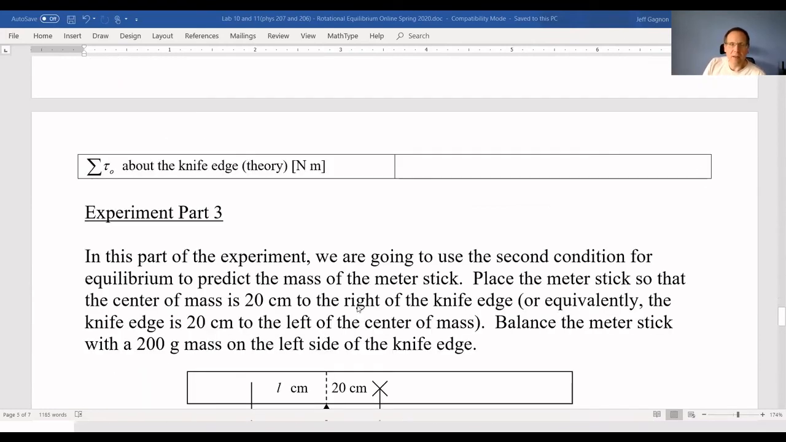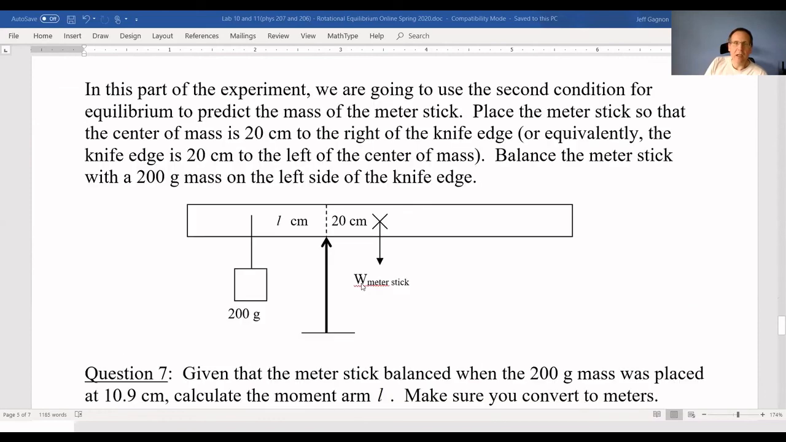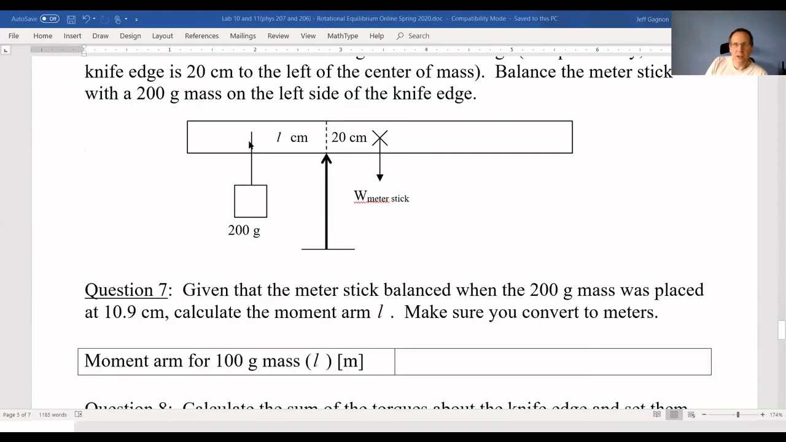Then the part that I just finished discussing, experiment part 3, this was where we had 200 grams. It was at a distance L away from the axis of rotation, from the knife edge. And the knife edge itself, we placed 20 centimeters from the center of mass of the meter stick. Okay, so it was set up like that. And then what we wanted to do was place this 200 grams at some location so that everything balanced. And then we want to use the second condition for equilibrium to predict the mass of the meter stick. Okay, so I walked you guys through that.